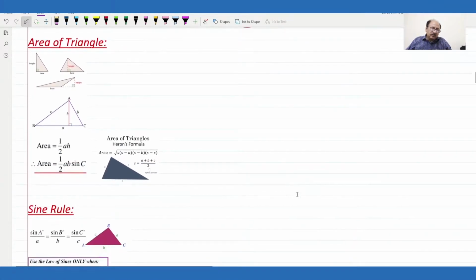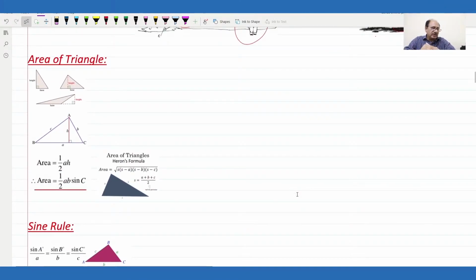Now the next thing we'll be going through is area of a triangle. Keep in mind, in the exam they give questions which involve geometry, trigonometry, and also bearing.